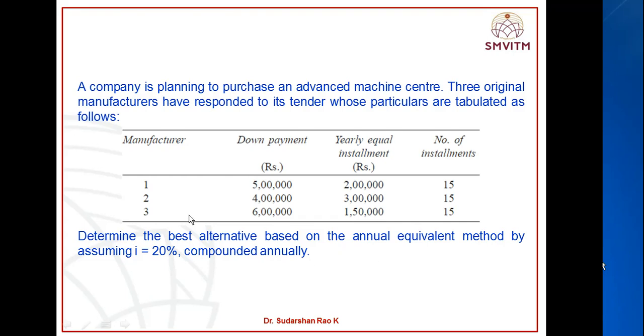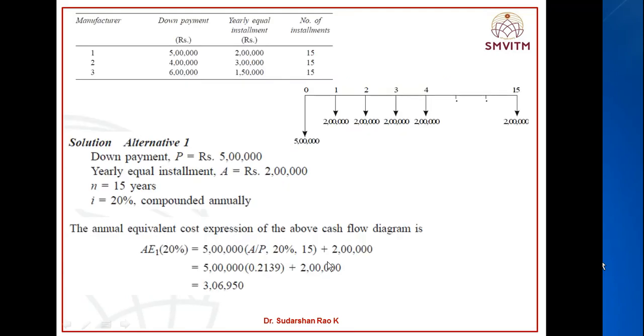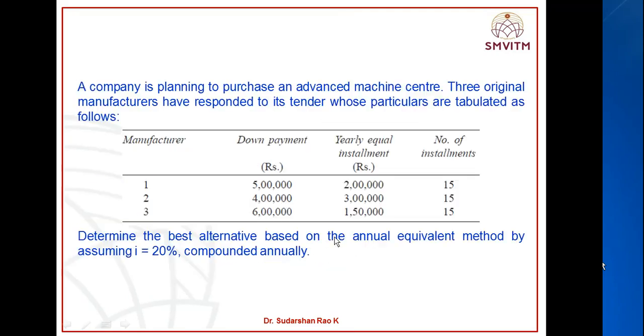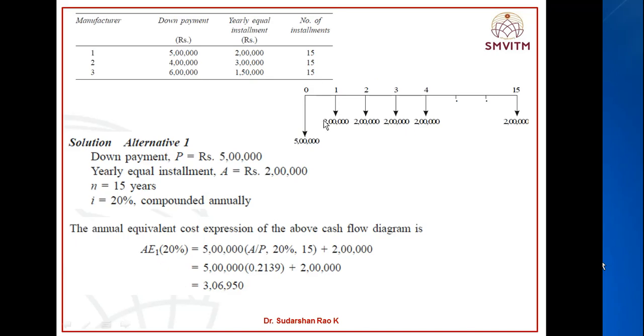Three manufacturers are ready to supply the machines with a down payment and a yearly equal installment. So we'll solve this problem. The first alternative is a down payment of 5 lakh and a 2 lakh equal annual installment. Here is the cash flow diagram: the initial down payment of 5 lakh rupees and 2 lakh rupees for 15 years.